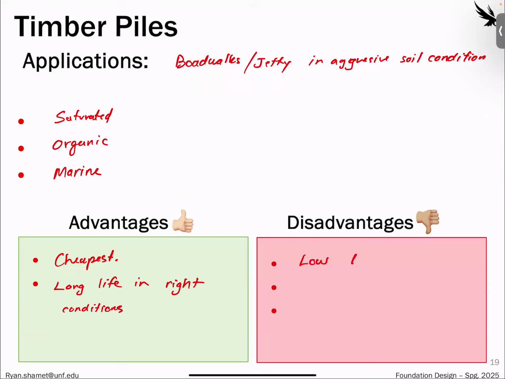So obviously the low load capacity, only really shallow depths. So if you need to use this to bypass a 30-foot layer of nasty soil, you probably can't use it because it's not long enough. And also kind of the inverse of long life in the right conditions: if it's the wrong wood or wrong timber type, then it won't last long. So you got to make sure you choose the correct type of wood.